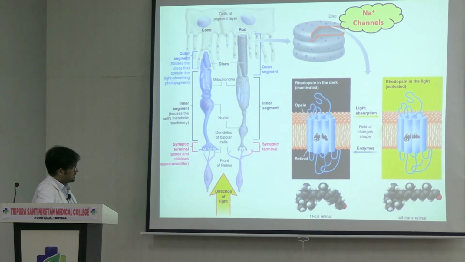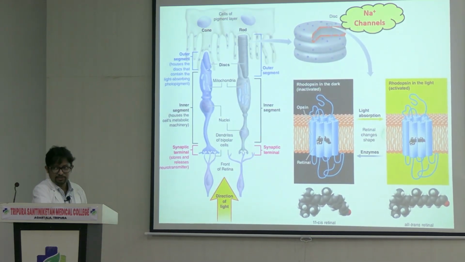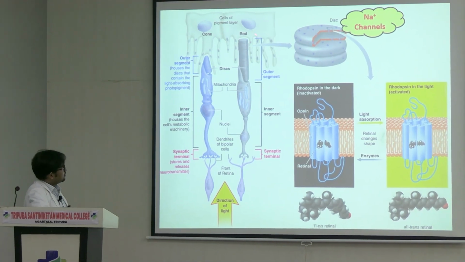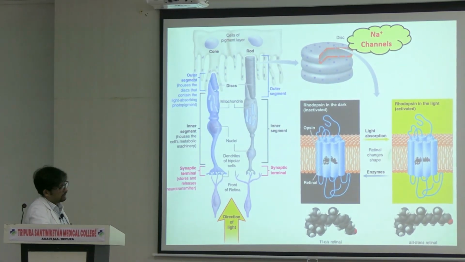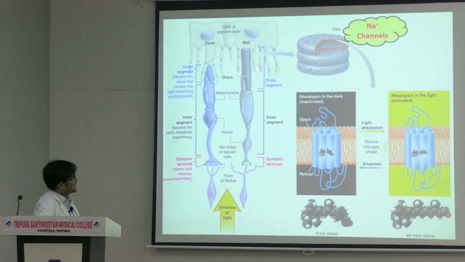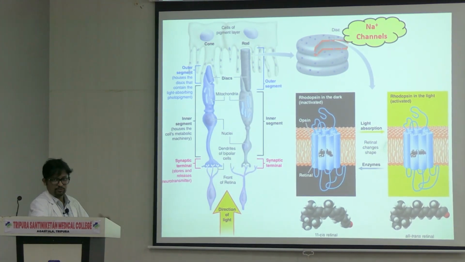And the third part is the synaptic terminal. So these are the three parts. Outer segment का जो shape है, it is conical in cones and rod-like, cylindrical in case of rods. That is why the name.